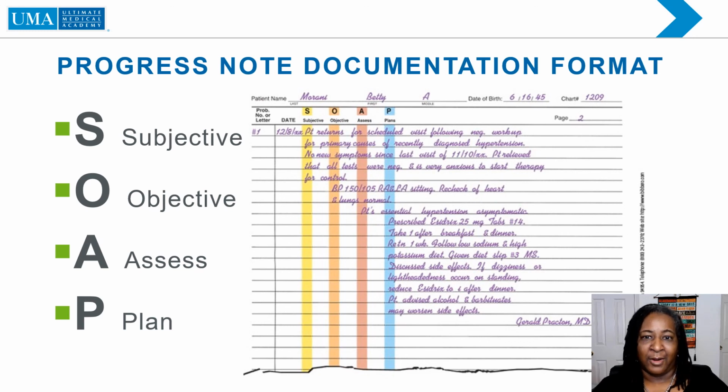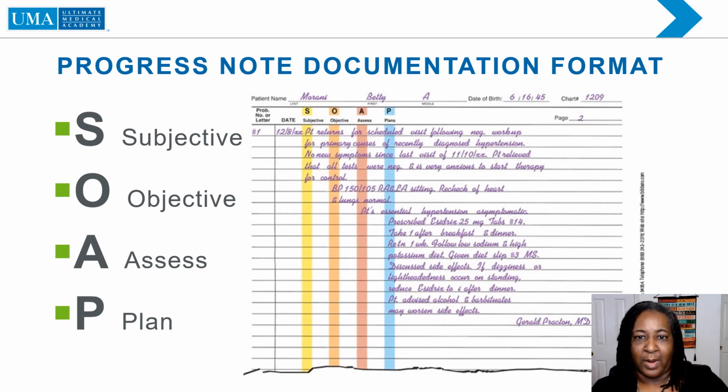So we're looking here at a SOAP note, and you see where what the patient says. The patient returns for a scheduled visit following a negative workup for primary causes of recently diagnosed hypertension. There's another medical term, hypertension. And so that's what the patient is coming in for. The patient is reporting no new symptoms since the last visit, and we're going through.